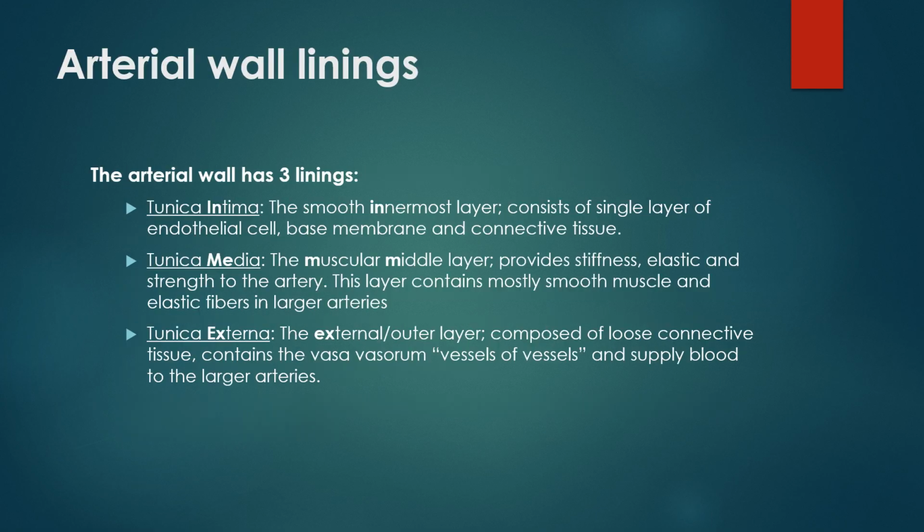Now we're going to go ahead and get started. Arterial wall linings. The arterial wall has three linings. You have the tunica intima. The smooth innermost layer consists of a single layer of endothelial cells, basement membrane, and connective tissue. You have the tunica media. The muscular middle layer provides stiffness, elasticity, and strength to the artery. This layer contains mostly smooth muscle, and elastic fibers in larger arteries. And you have the tunica externa. The external outer layer, composed of loose connective tissue, contains the vasa vasorum, vessels of vessels, and supplies blood to larger arteries as well.